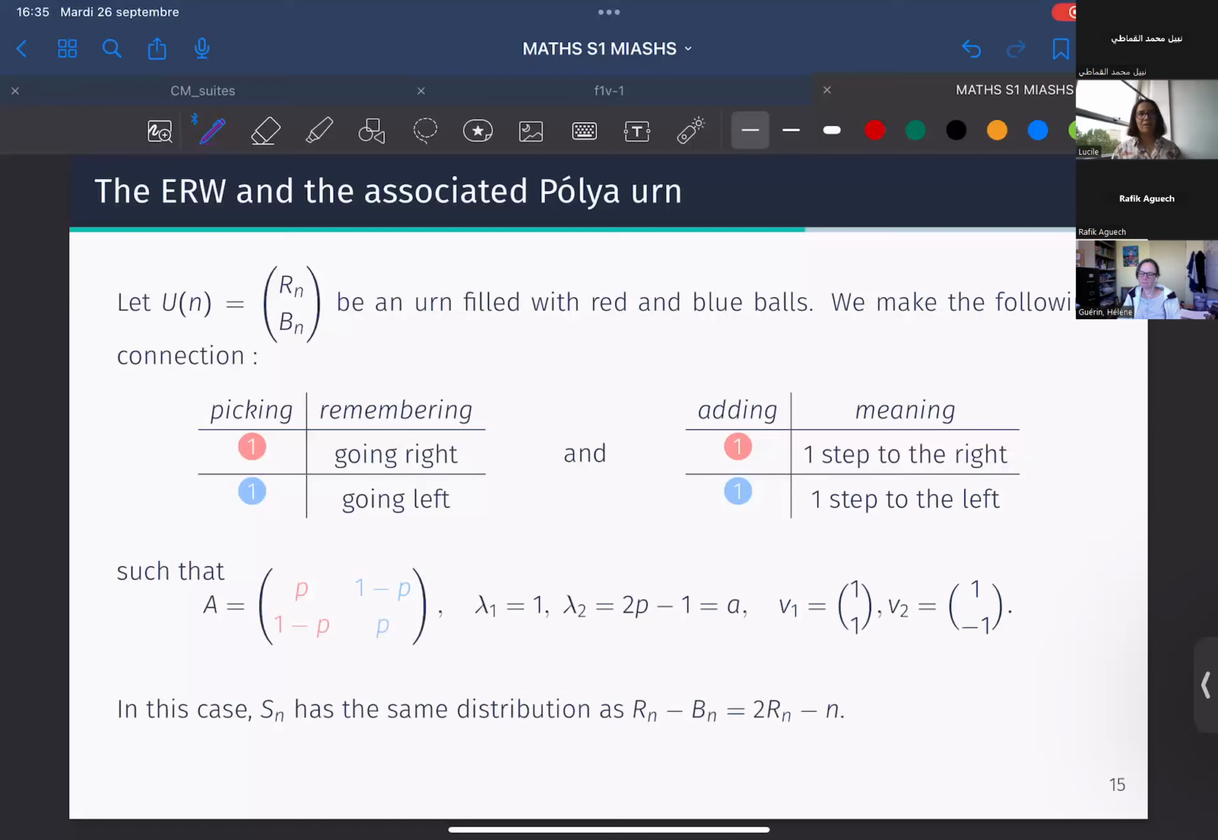since here you only have two possibilities, going left or going right, if you know the time and how many steps to the right you performed, then you know how many steps to the left you performed, because all the steps that weren't to the right were steps to the left. That means you only need to know how many red balls are in the urn at time n, because the number of red balls minus the number of blue balls is just 2 times the number of red balls minus n.